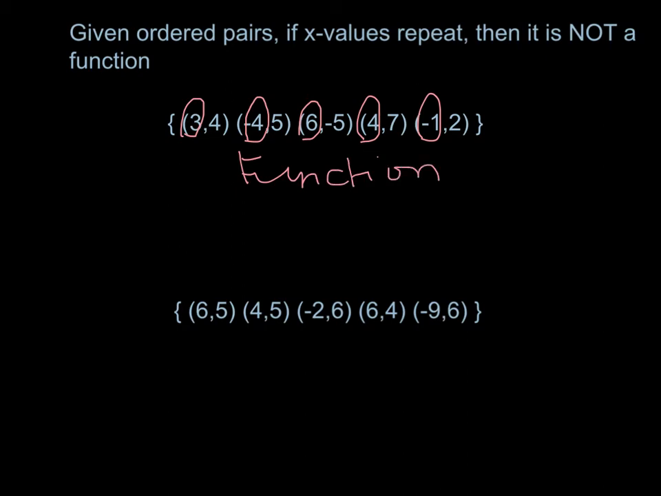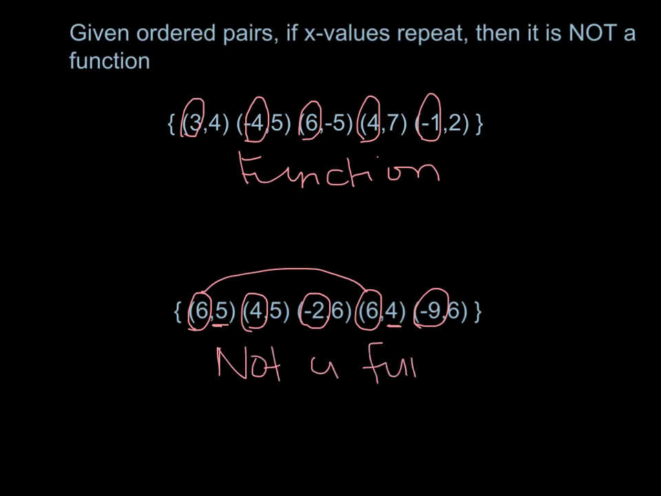Now we look at the second set of ordered pairs, and we still just look at the x values. So it would be 6, 4, -2, 6, and 9. We look and see that the 6 and the 6 are repeating. Since they have different y values, this one has a 5 and this one has a 4, therefore it is not a function because every x has to have one y value. And in this case, the 6 has a y value of 5 and a y value of 4.